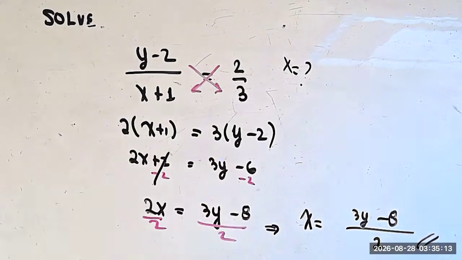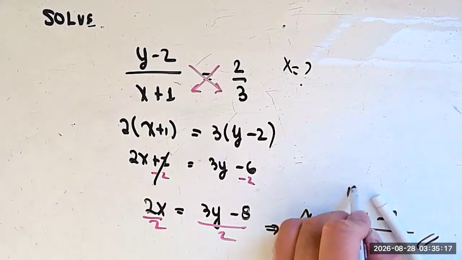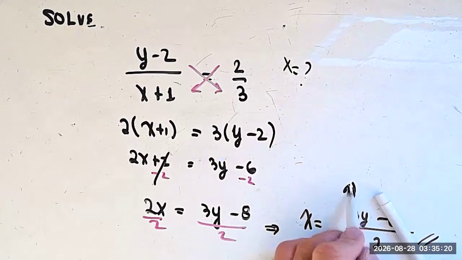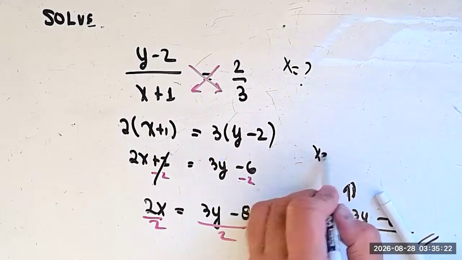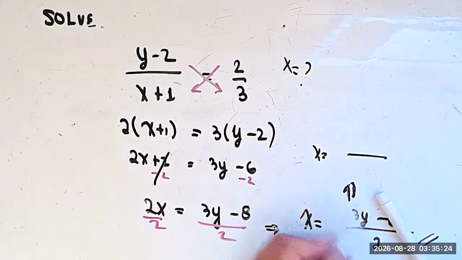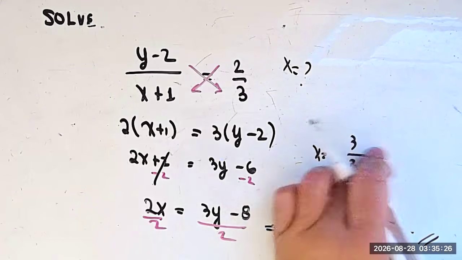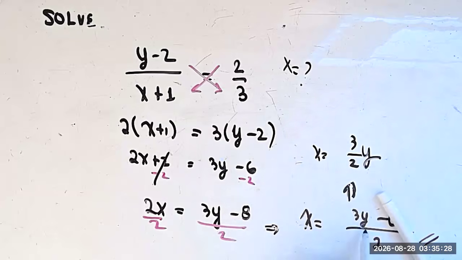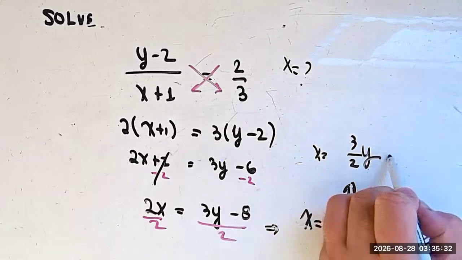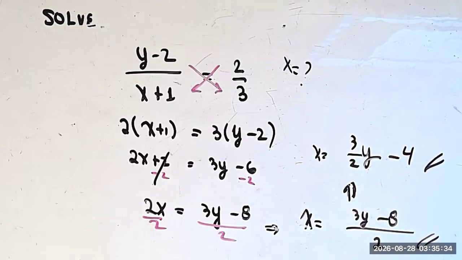Maybe you can also divide and conquer. So for example, this is the same thing. Let me just write it down here. This will be x equals 3 over 2 y, minus 8 over 2, which is just 4. Minus 4, and we're done. So 3 half y minus 4. Normally, this is a more accepted answer.